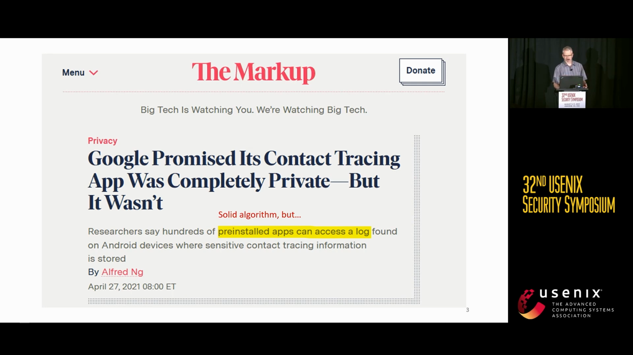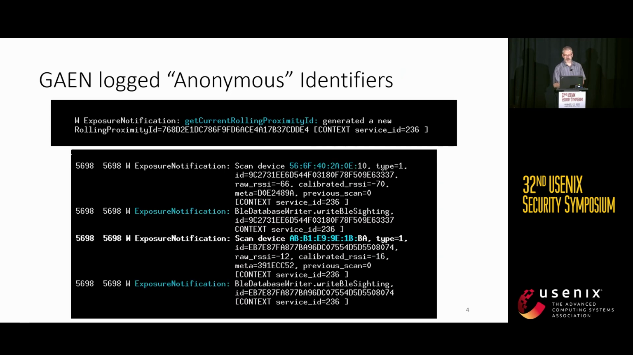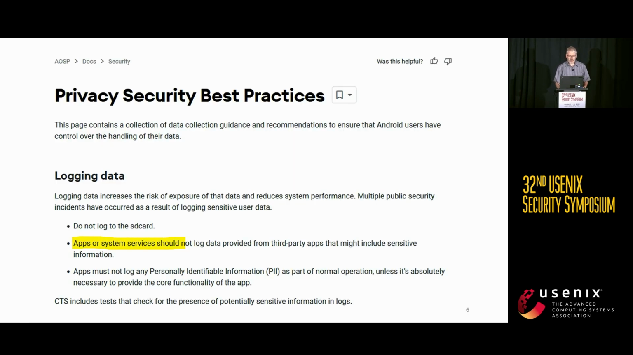The advertised privacy of this framework relied on anonymous identifiers remaining secret. However, we found that regardless of the Android device it was running on, the framework would log supposedly anonymous identifiers in the system log, both by the device that generated it as well as every phone that observed it. And exposure status is logged as well. This data probably should not have been in the log in the first place. And when this was disclosed to Google, they fixed this specific case.